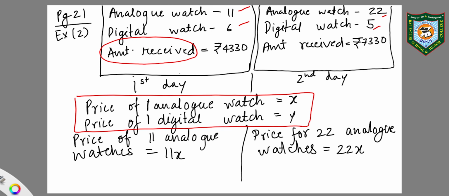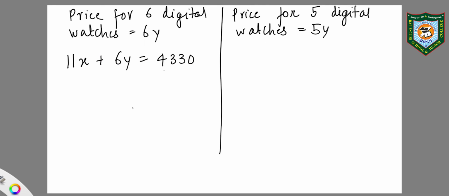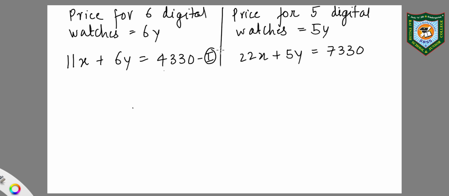Now similarly for the second day, we have 22 analog watches and 5 digital watches sold on the second day. So therefore the total amount received for that sale is 7330 rupees. So here I'll have 22x plus 5y is equals to 7330 rupees. Now once I have both of my equations, I'm just going to number them. This is equation number 1, equation number 2.